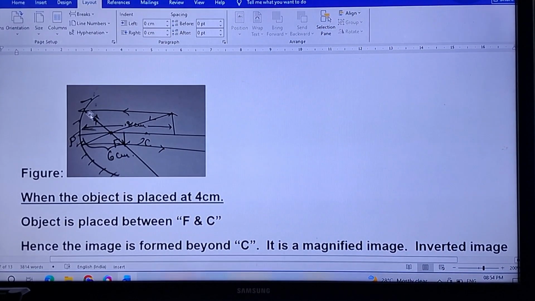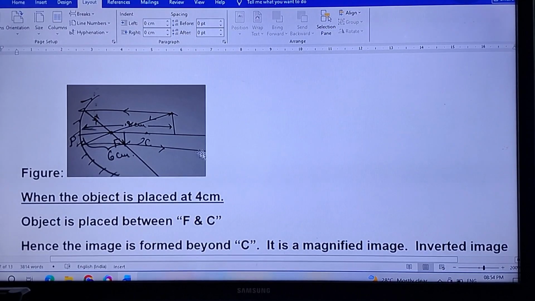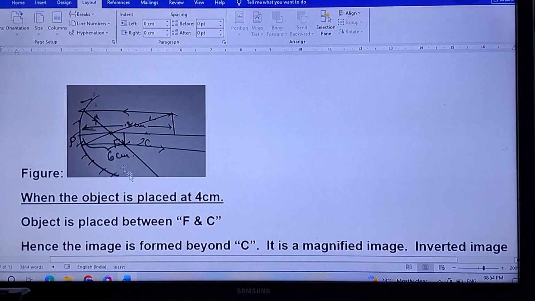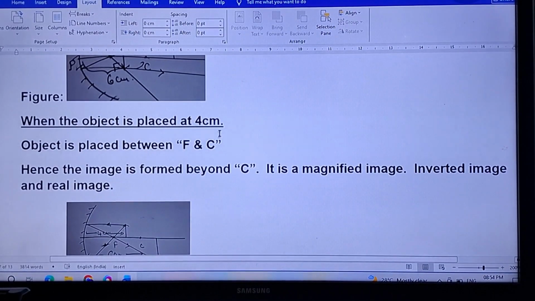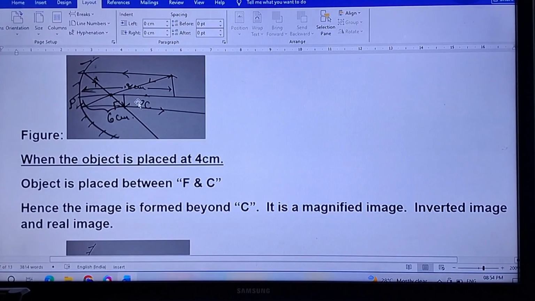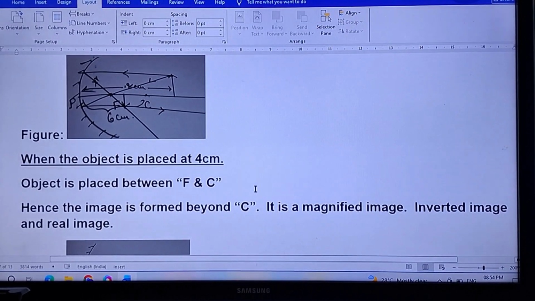So an incident ray falls upon the mirror and passes through the principal focus. Another incident ray passing through the principal focus goes parallel to the principal axis. These two reflected rays meet at this point. This is the image, an inverted image, which is formed between F and C, and it is a diminished image. When the object is placed at 4, see, the radius is 6 centimeters and it is placed at 4. When it is placed at 4, what do you understand, children?